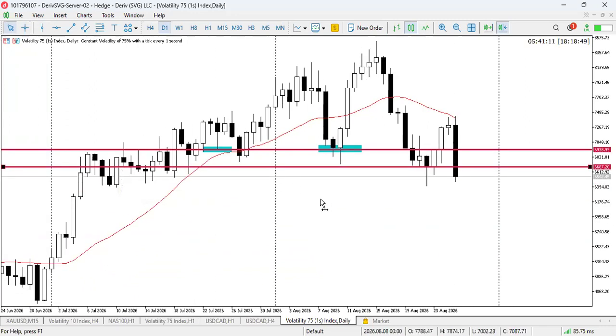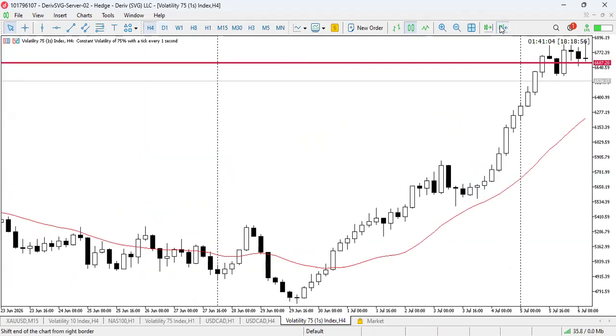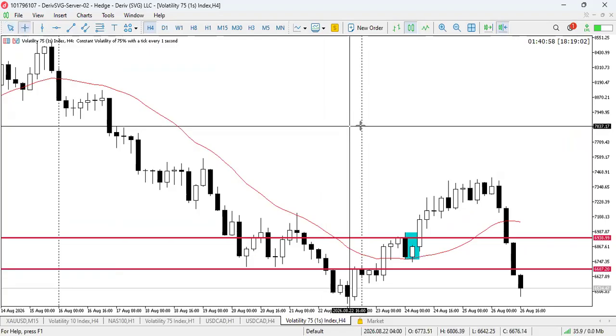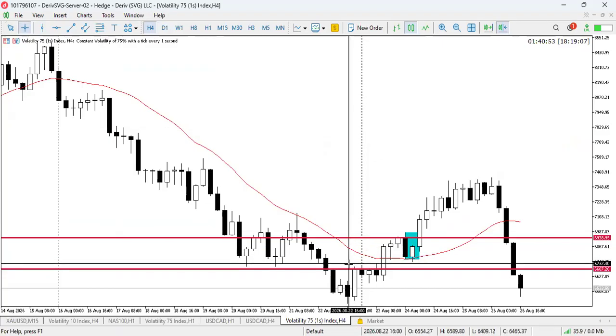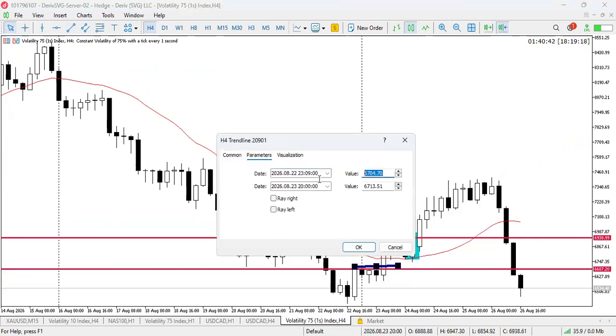So what does that mean? It means that we must take it into consideration, that closing price. And then let me go to H4. Okay, what is H4 showing me? This is the first candle, this is the second candle. Let me mark this high. Okay, let me mark that high.